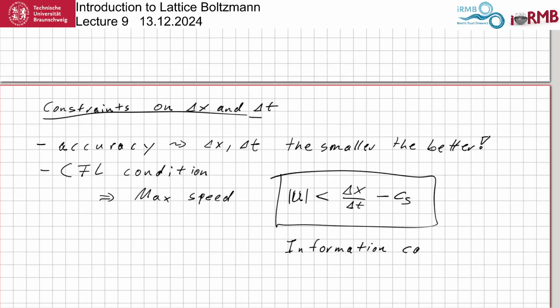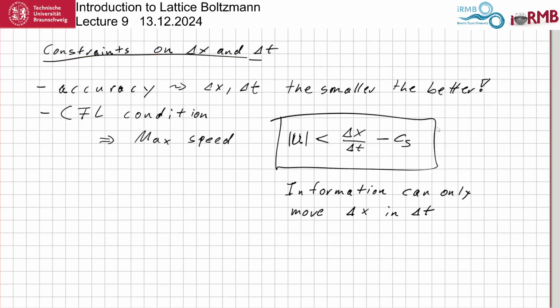Information can only move delta x in delta t. So this is a very hard limit. So then we have a problem of minimal viscosity.